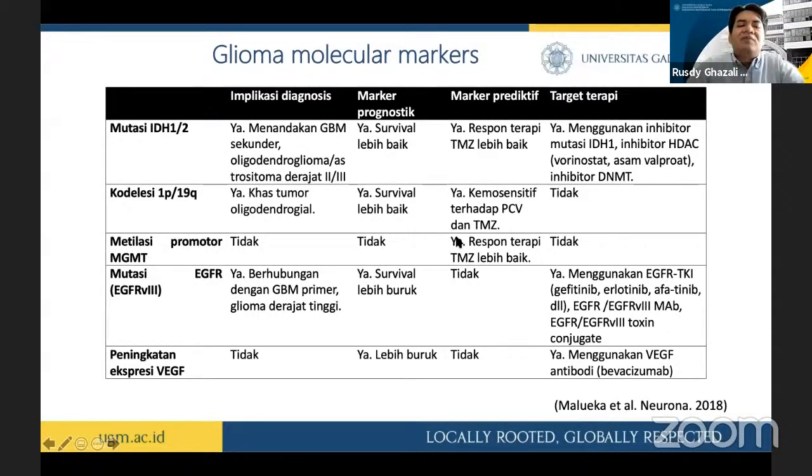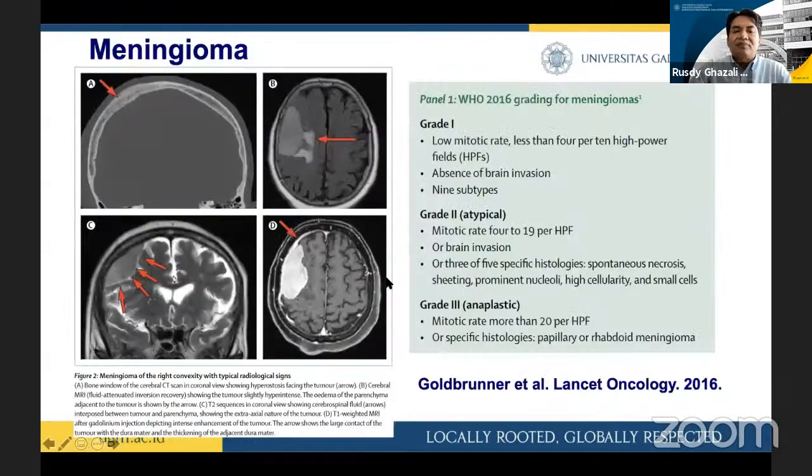For example, IDH mutation is a diagnostic factor. Also, it is a prognostic marker because patients will have much better survival. It's also a predictive factor because patients will respond better to temozolomide. It's also a target for therapy because the patients can probably be treated with several agents which target this mutation, but the result now is not conclusive yet. So this is the summary of these molecular markers in glioma.